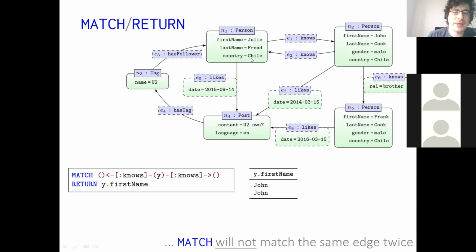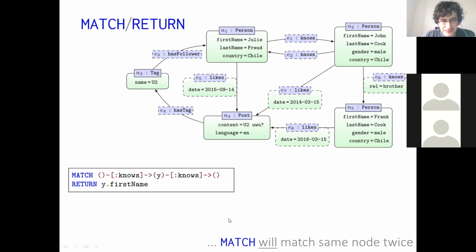So it means that we can't return Julie as a result, because there's only one knows edge to some node, and that's E1, and we can't use it twice in the same result. So match will not match the same edge twice. So we get John twice because we have the E2 edge and the E6 edge, and we also have the E6 edge and the E2 edge. So this is why John is there twice.